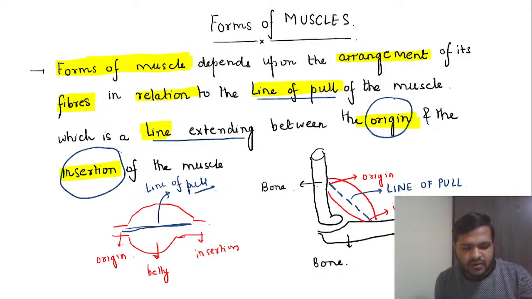Is it clear to each one of you? Just give me a thumbs up in the chat box that this particular point is clear. What is the line of pull? It is between the origin and insertion. It is in the midline. And all the forms of muscles basically depend upon the fibers, and these fibers are arranged according to the line of pull.